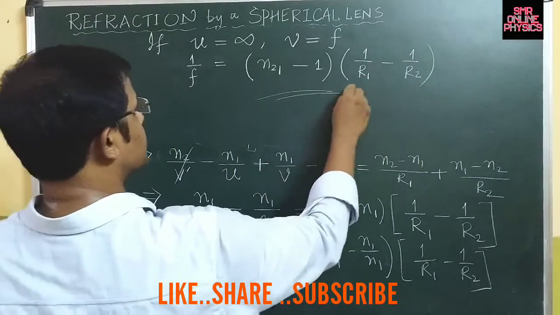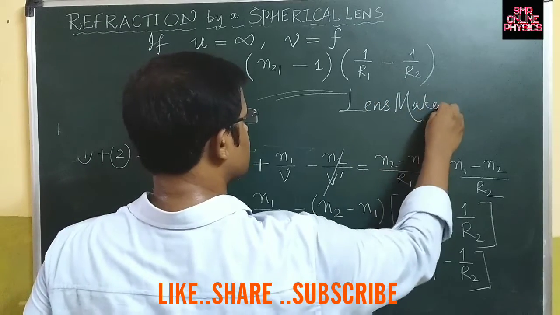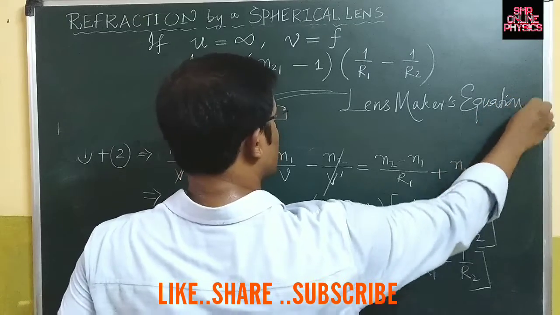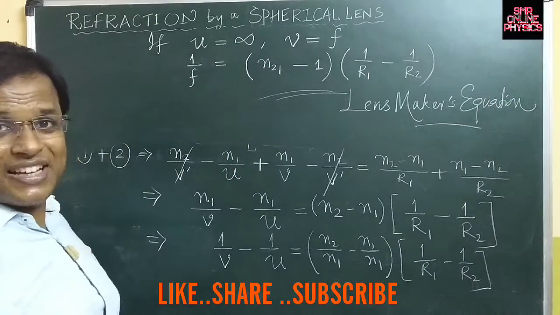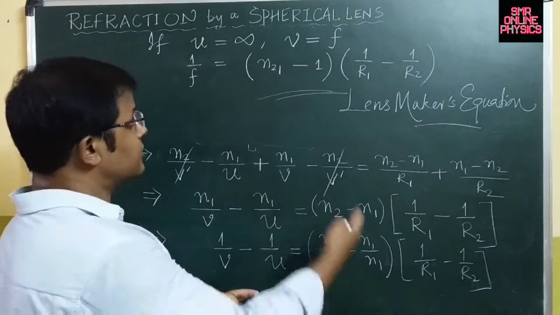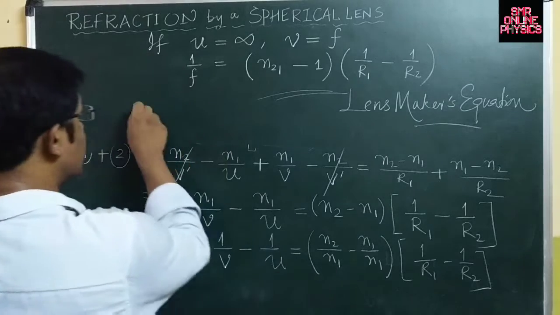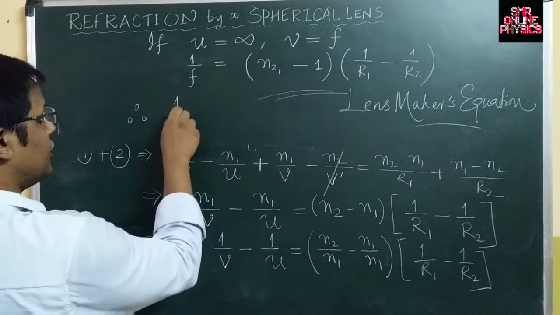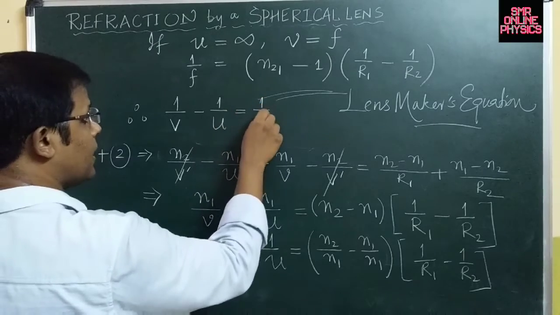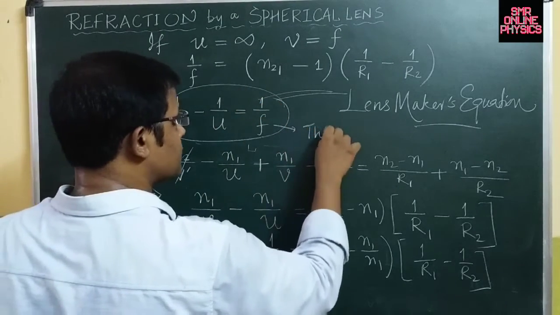My dear, this is called the lens maker's equation. Hope you got it. Equation 1 by v minus 1 by u is equal to this and this. You'll find that the right hand sides are exactly the same. So hence on comparison I also get a relation 1 by v minus 1 by u equals 1 by f. This is called the thin lens formula.